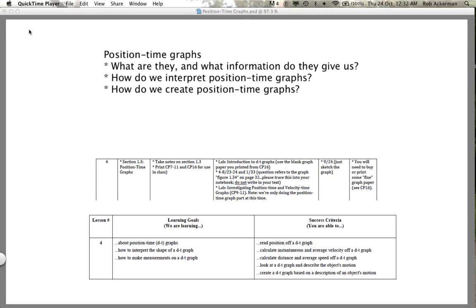Thanks for watching. Topic of today's video is position time graphs. So for the first time in this unit we're going to be looking at a way of using graphs to predict and to describe motion that's going on. So far we've just been using equations.